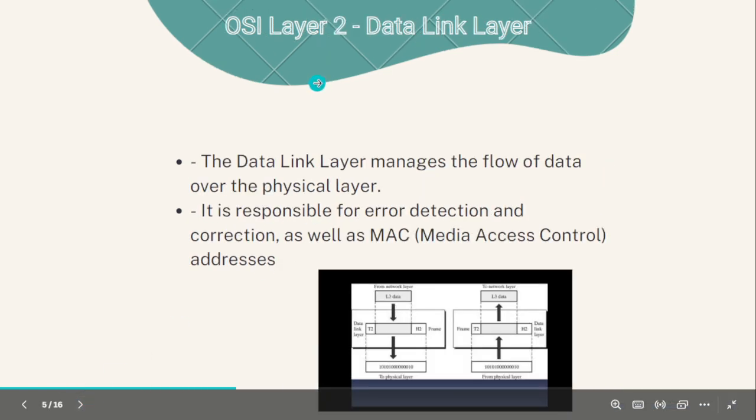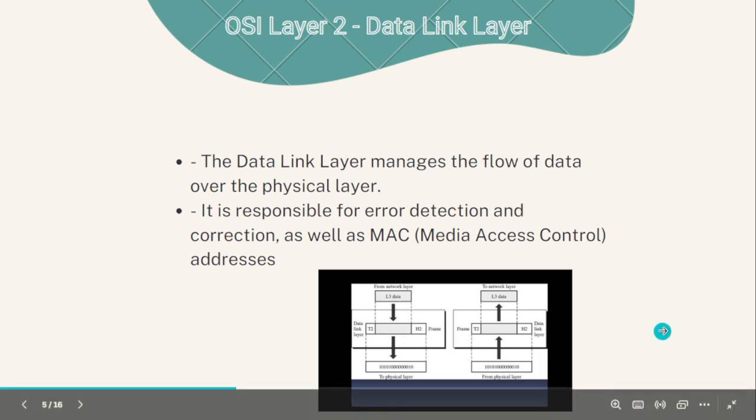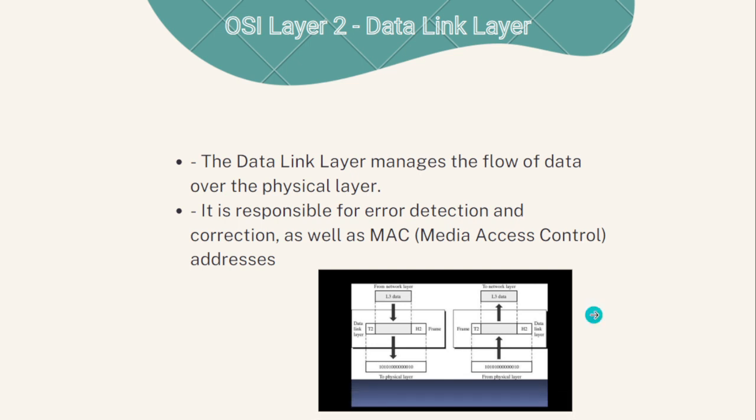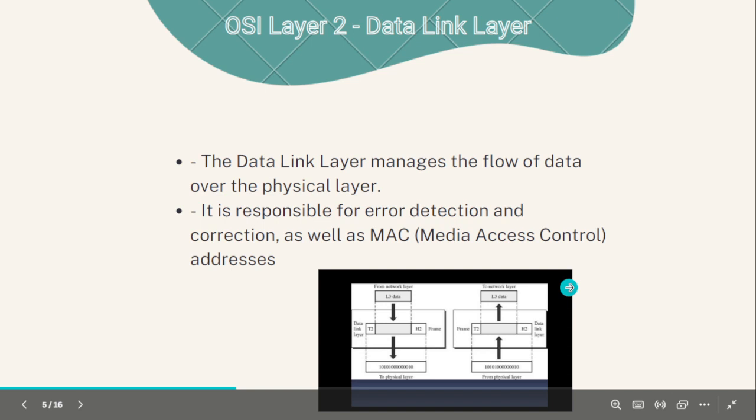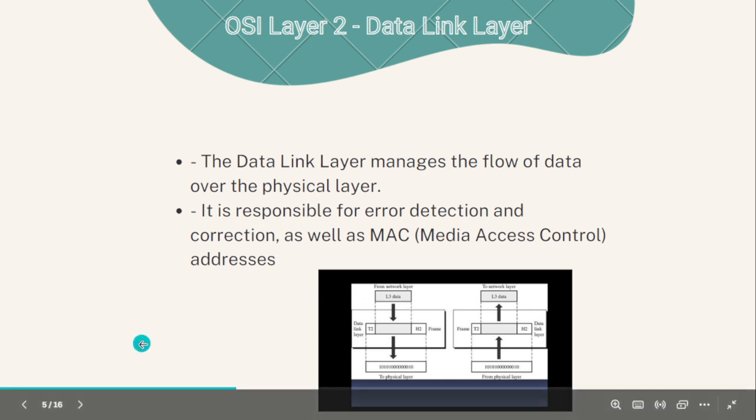The second OSI layer is the data link layer. The data link layer manages the flow of data over the physical layer. It is responsible for error detection and correction as well as MAC, that is Media Access Control, addresses. Here you can see how it uses different layers to transfer data from the network layer to the upper layers. Here is the data link layer, here is the network layer, and here is the physical layer.